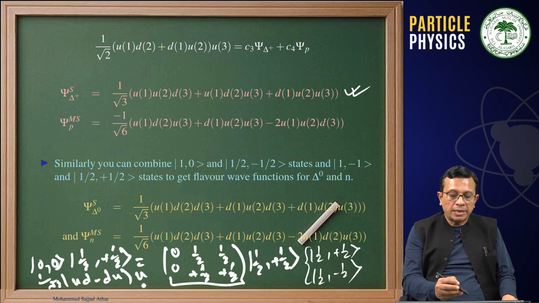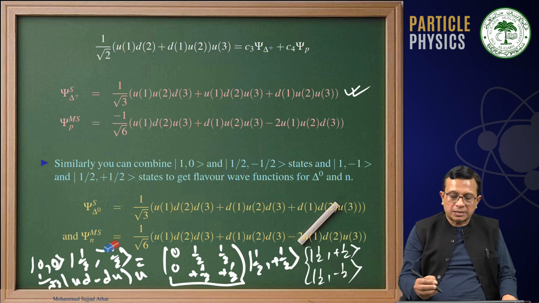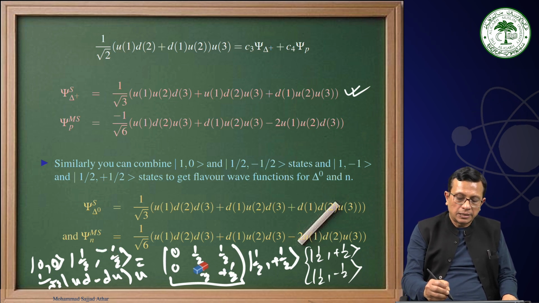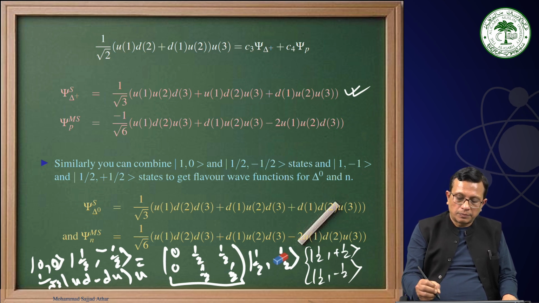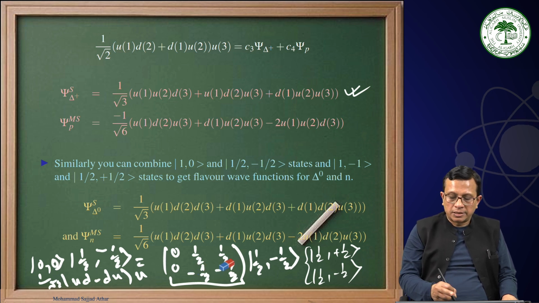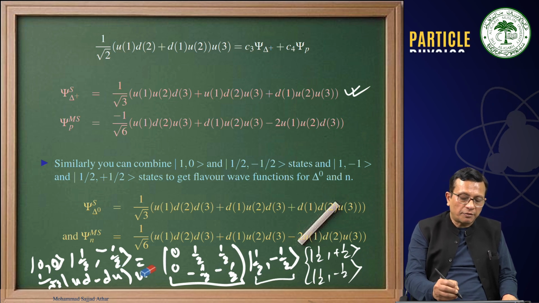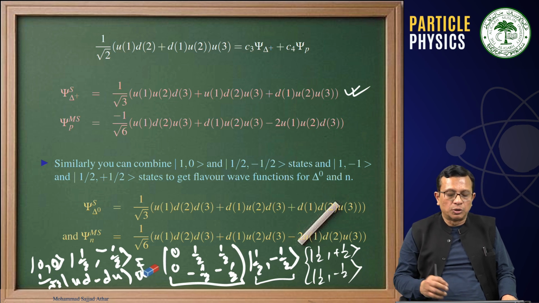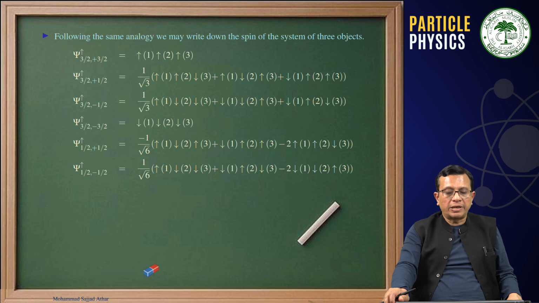Now when you combine minus half instead of plus half, that will be minus half, minus half. Again this Clebsch-Gordan coefficient is 1, and half minus half represents a neutron. Since you are talking about half minus half, instead of u you have a d. This is what we have listed.